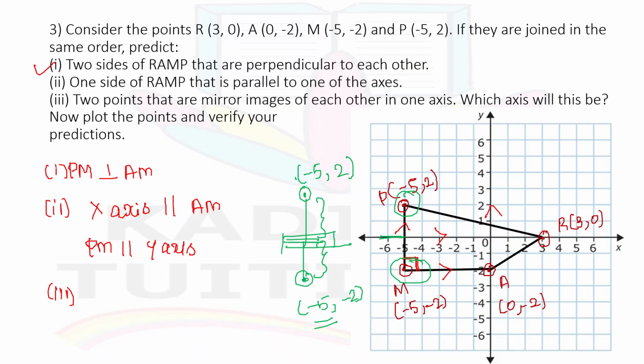So here you can write points P and M are mirror images of each other, whereas the x-axis is the mirror. They are asking which axis it will be. It's nothing but the x-axis. So this is our answer for the last question.